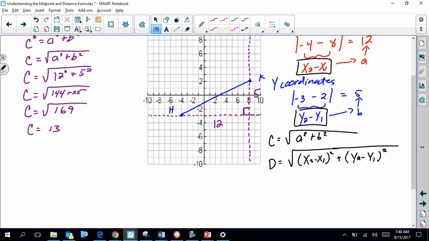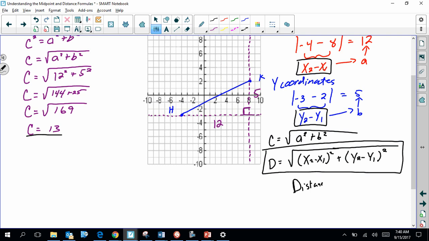Now, if I take the numbers that I have for my x and y coordinates and I substitute them into the distance formula that I've written up on the board, we will get the same length from point H to point K of 13 that the Pythagorean theorem gave us. So here, the difference of the x numbers squared plus the difference of the y numbers squared is what we call the distance formula. And this is a very powerful tool. The distance formula is going to be used all throughout the year.